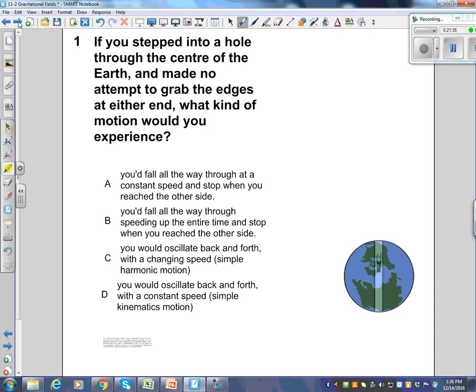If you stepped into a hole through the center of the Earth and made no attempt to grab the edges at either end, what kind of motion would you experience? Would you fall all the way through at a constant speed and stop when you reach the other side? Would you fall all the way through, speeding up the entire time, and stop when you reach the other side? Would you oscillate back and forth with a changing speed, which is called simple harmonic motion? Or would you oscillate back and forth with a constant speed? C? You are right. C, changing speed.